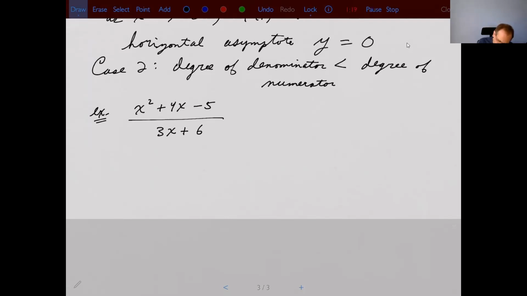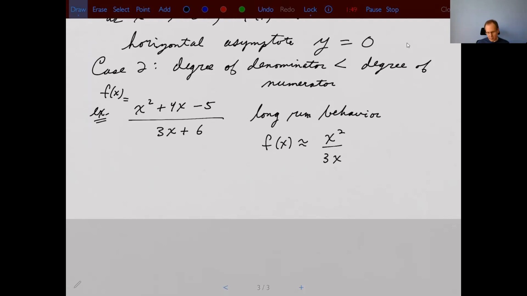So that means for long-run behavior of this rational function, really I should give this a name. Let's call it f of x is equal to that. So the long-run behavior only depends on the ratio of the leading terms. So I'll say f of x is approximately equal to x squared over 3x, right? x squared is the leading term for the numerator, and 3x is the leading term, the largest term, in the denominator. And then, of course, I can simplify this. This is simply equal to x over 3, or 1/3 x.